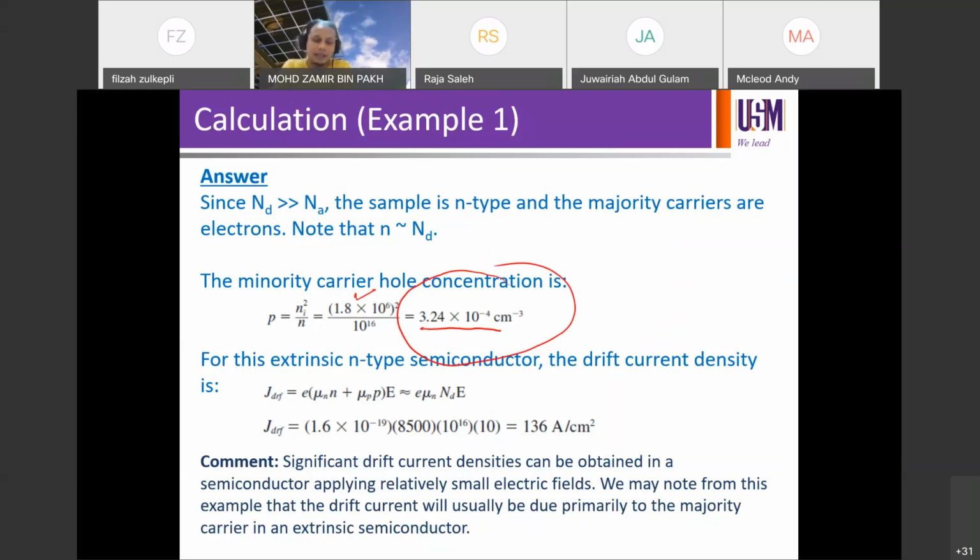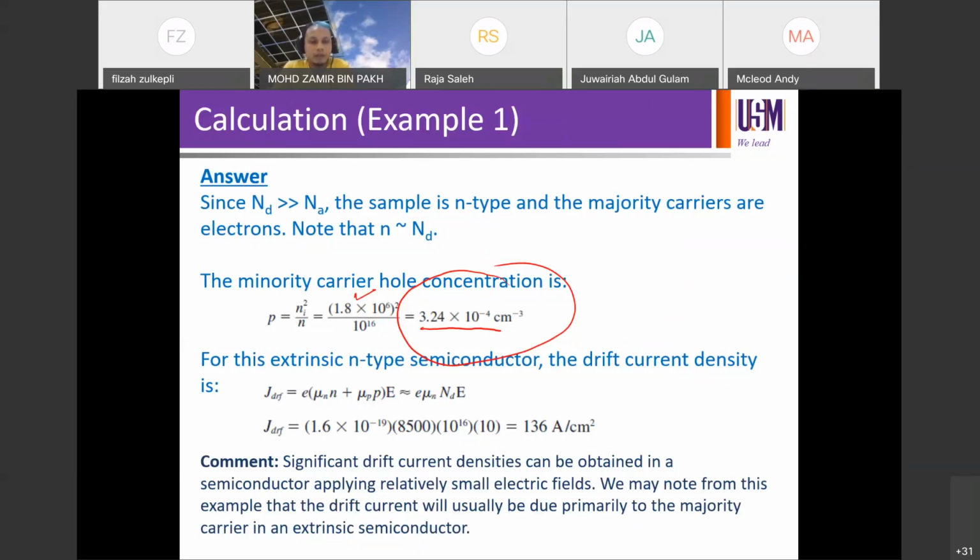Or 10 to the 17 and 10 to the 3, which is still high if you compare to this. So in this case, the minority is like 10 to the minus 4, very, very small, 0.00 something, okay? So this is very small. So that's why you can approximate the NA as nothing, okay? It's too small. So for this extrinsic N-type, the drift current density is given by, so if you're given this sort of question, first thing is write the equation first. Write the full equation before you simplify to the majority carrier that you need to calculate.